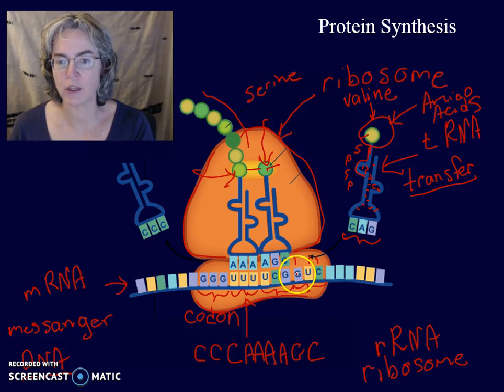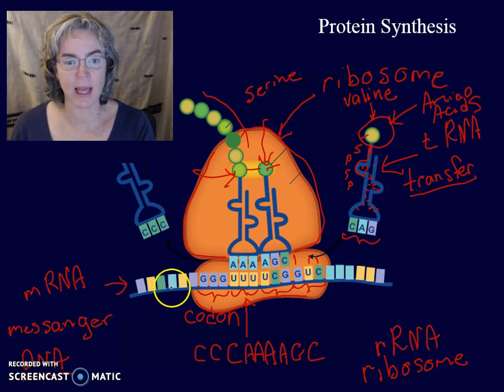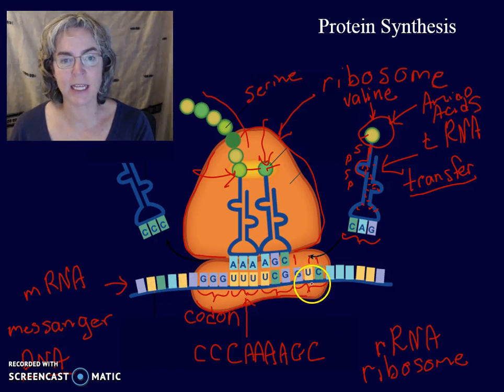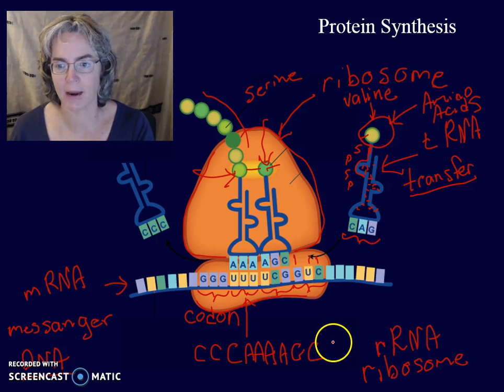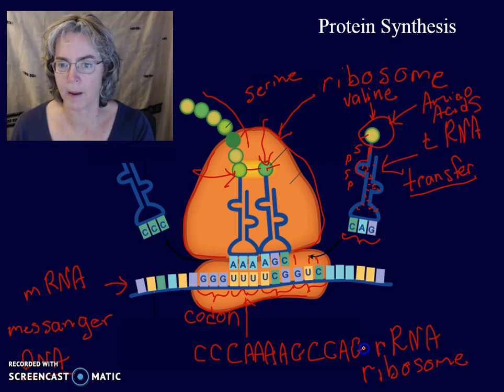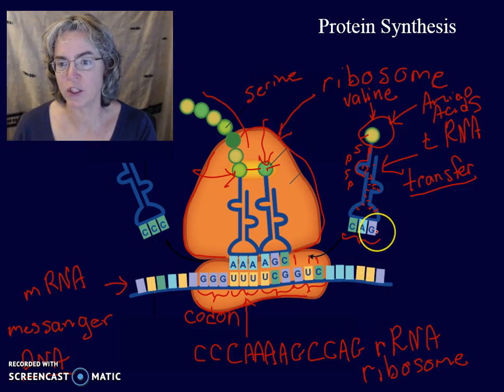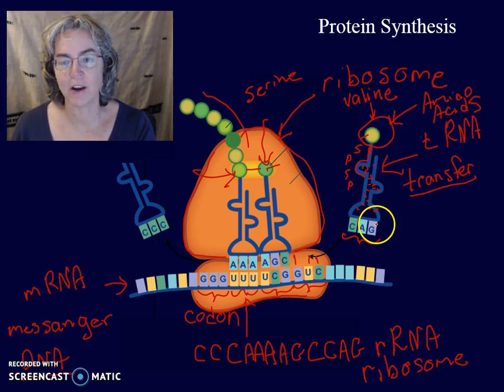And this one's interesting. Let's look at this one. So GUC in the mRNA, what would have been the complementary bases in DNA? They would have been C, A, G. And they're C, A, G in our tRNA.